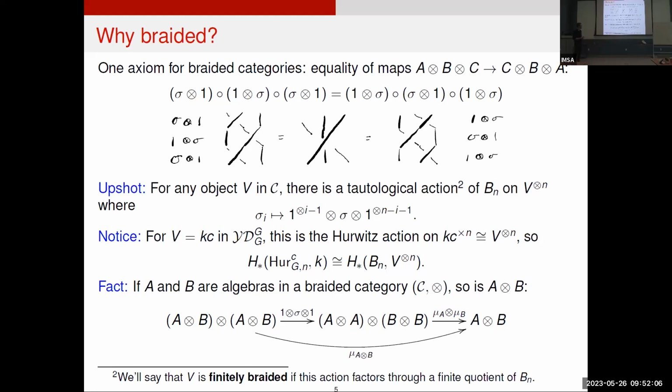All right. One thing I want to say is that the structure of a braided category is precisely what you need in order for algebras, so monoid objects in your category, to have the tensor product of two algebras be an algebra again. So if A and B are algebras, the multiplication on A tensor B is as follows: I use the braiding to swap A and B, and then I multiply termwise, and that gives me a multiplication on the tensor product. All right, I'll leave that.